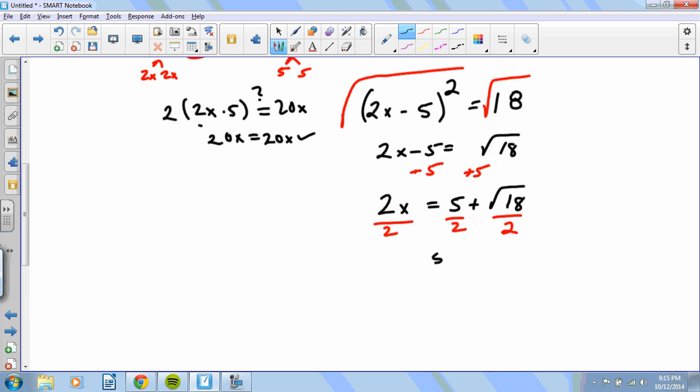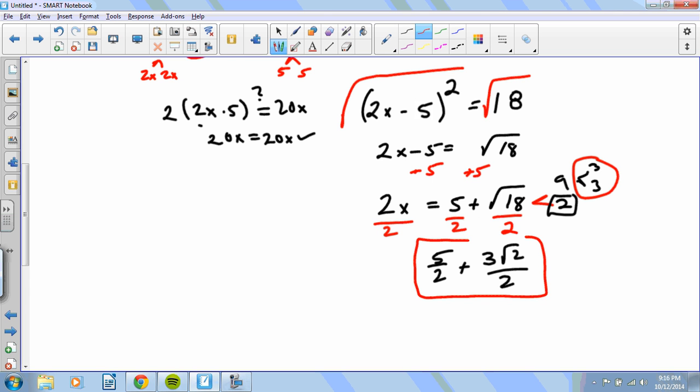Okay. Now, this is 5 over 2 plus the square root of 18 over 2. We break that down. Again, 2 and 9, 3 and 3, looking for pairs. There's a pair of 3, so I can bring that out. The 2 is what's left over. That stays underneath. And I'm over 2. So this is going to be my result right here.